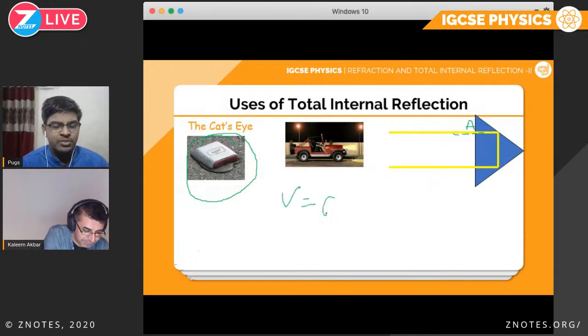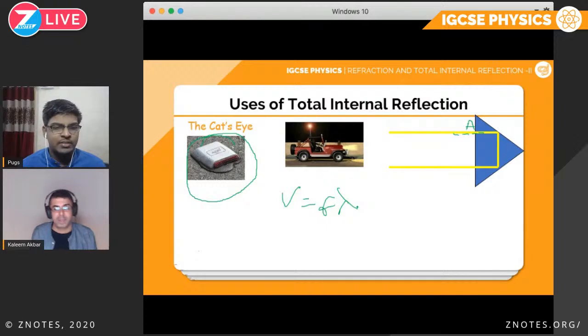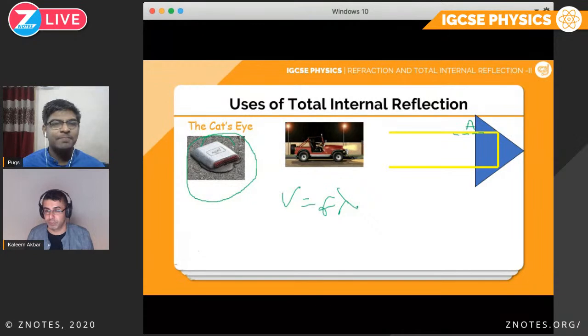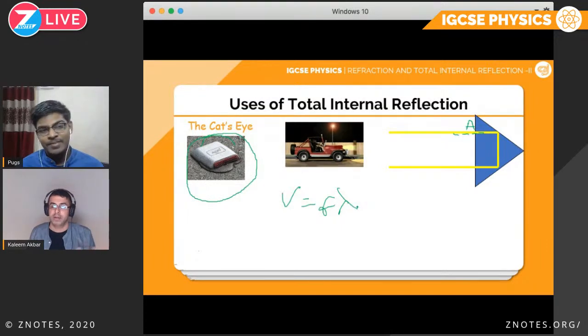Wavelength should decrease because your frequency should stay the same because we're looking at quote-unquote monochromatic light, which is to say same color. So v equals f lambda, but listen, remember what Pugs just said, they're quote-unquote monochromatic. For you guys in the exam, say single wavelength or single frequency, even though what Pugs has said is layman's correct, but technically incorrect.